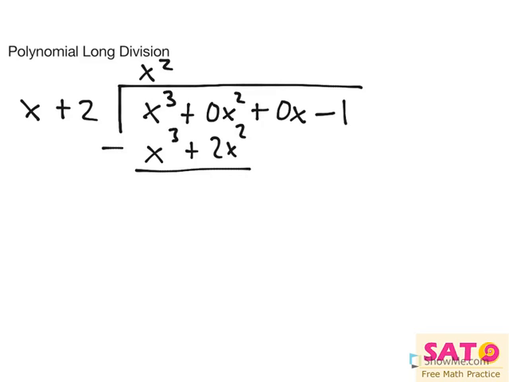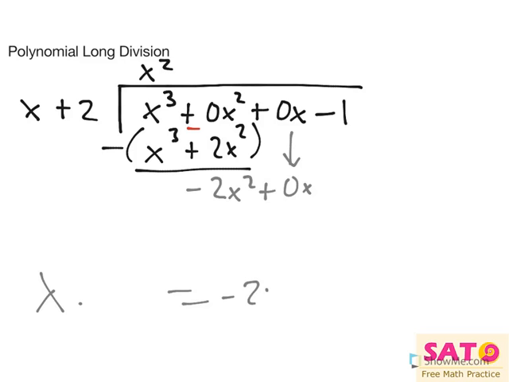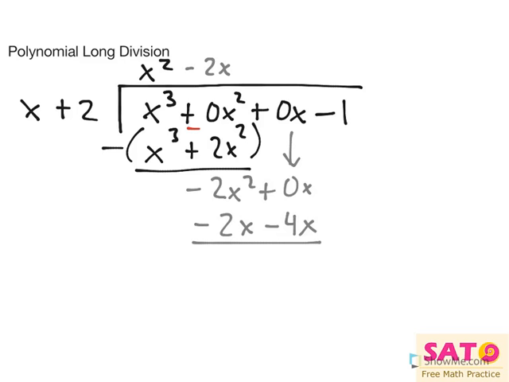Subtract that, and we would get negative 2x squared plus 0x. And if we put that in, we would get x times what equals negative 2x squared, which would be negative 2x. So negative 2x, and negative 2x times x plus 2 would be negative 2x squared minus 4x. Let's just do the same thing again, and we would get 4x.